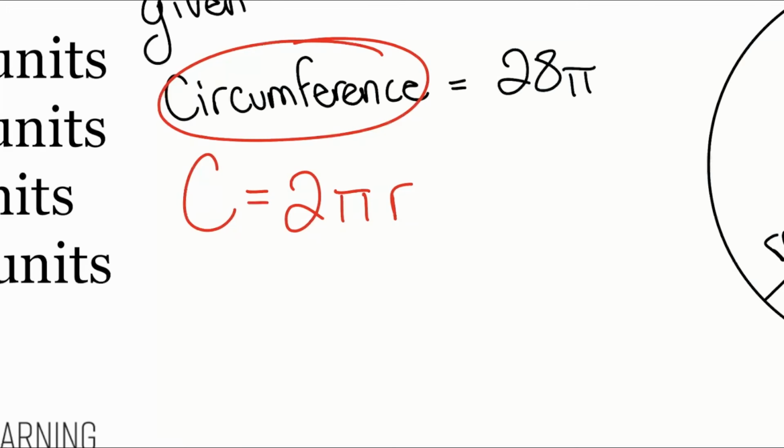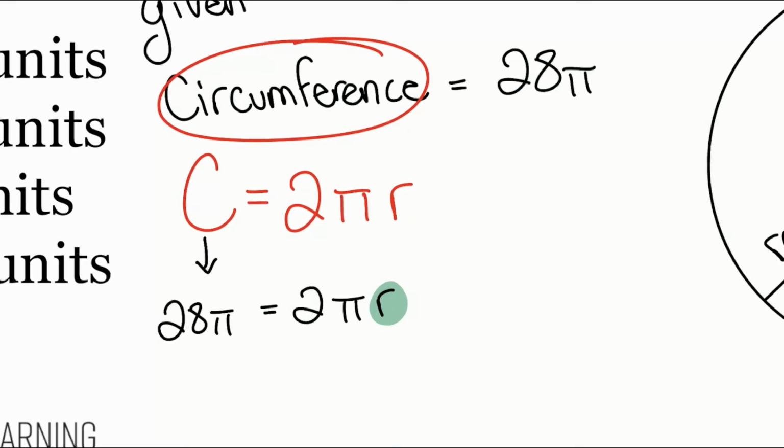Everybody, which of these letters can we replace? The C or the R? Yeah, we can replace the C. We can replace the circumference with 28 pi. So with that said, boom, right here, I'm going to replace that with 28 pi. And then everything else, well, the 2 is there, the pi is there, and the radius is there. Everybody, we're looking for the radius.